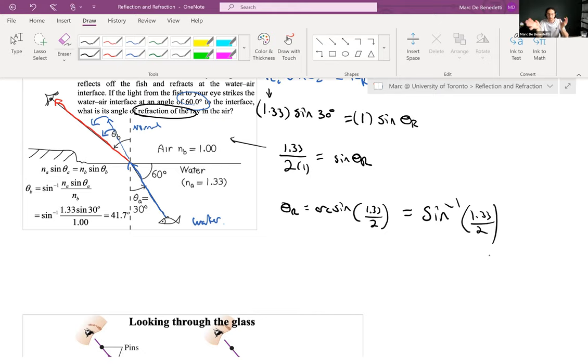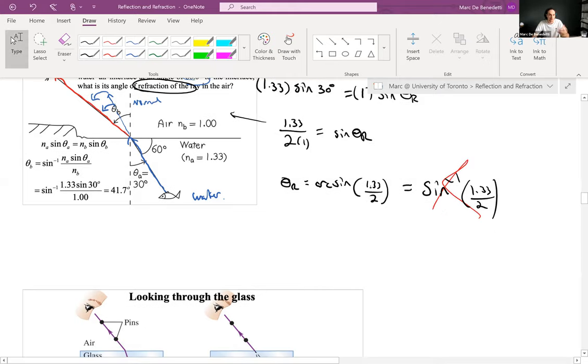So I know sine inverse is literally the button on your calculator, but arc sine is actually the thing we're doing. So I'm never going to use sine inverse because I just think that's stupid. So arc sine is what I will use to find the theta.